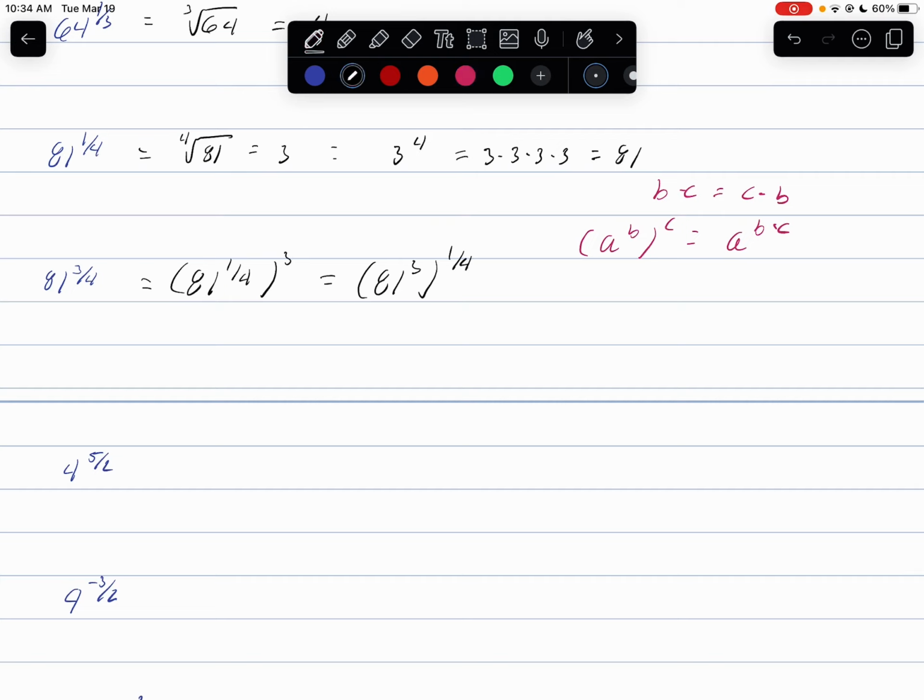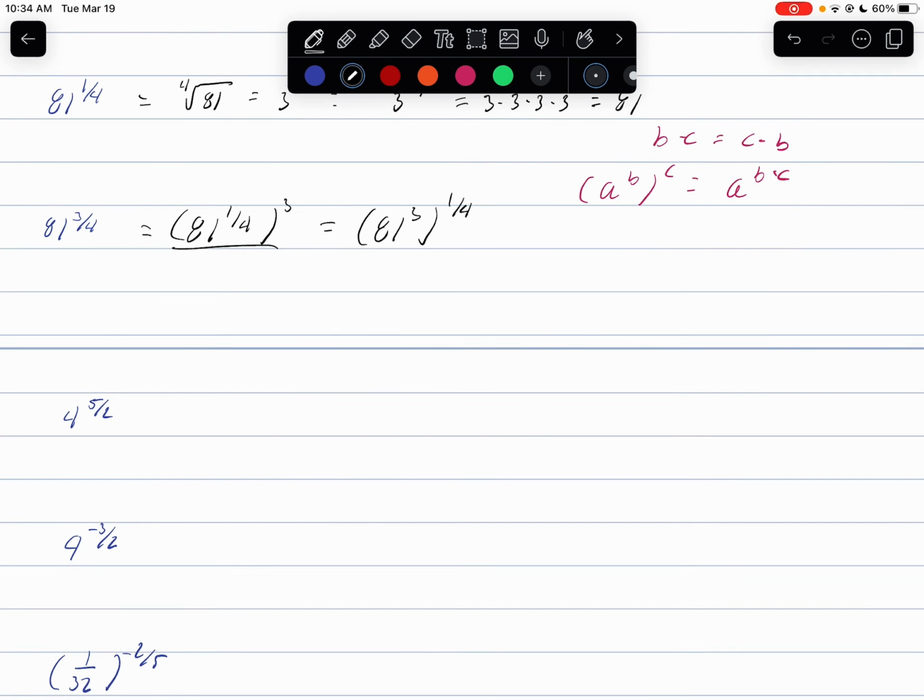So let's go ahead with this one. We know that 81 to the 1/4 is just 3. And so then we can take 3 to the 3rd. And we know that 3 to the 3rd is just going to be 27. Now, if you wanted to, you could go through on a calculator 81 to the 3rd and then take that to the 1/4, and that's fine. You would definitely get 27, but I think that this one is definitely easier.